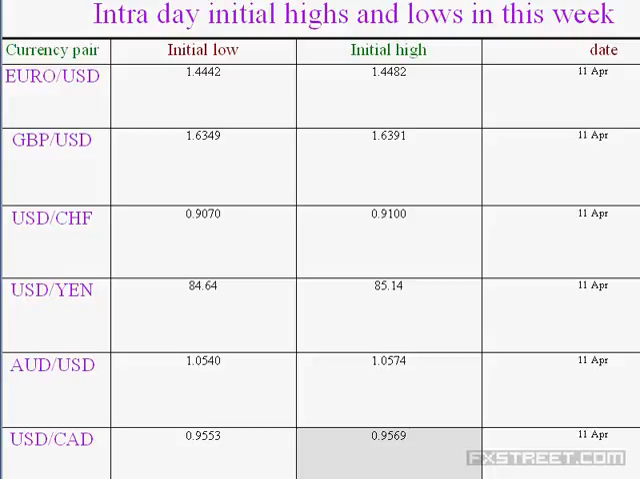And Australian dollar 1.0540, 1.0579, they breached the high. So slowly it indicates that they wanted to firm up because they are holding around the initial high. Then in the case of Canadian dollar, they breached the low by 3 pips, 95.50.